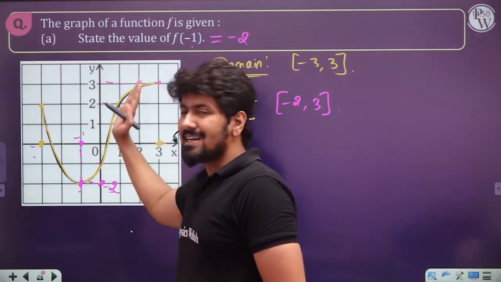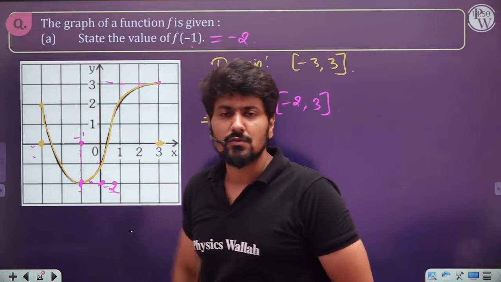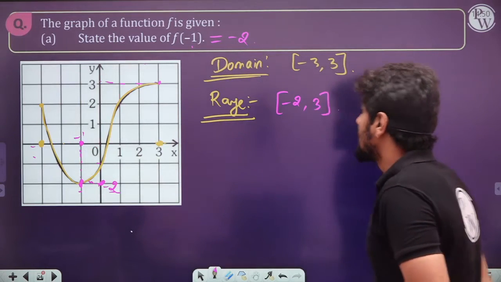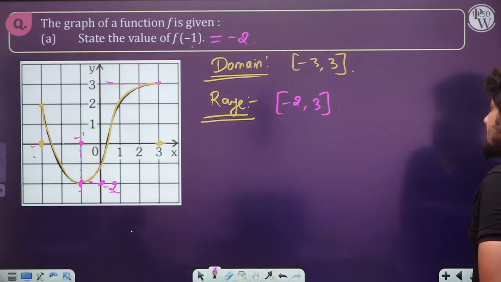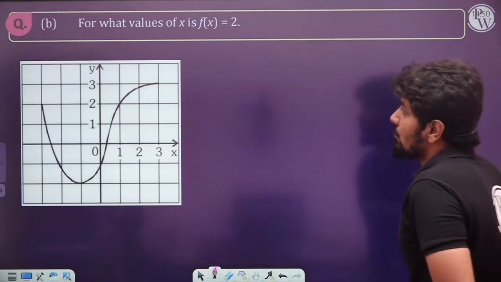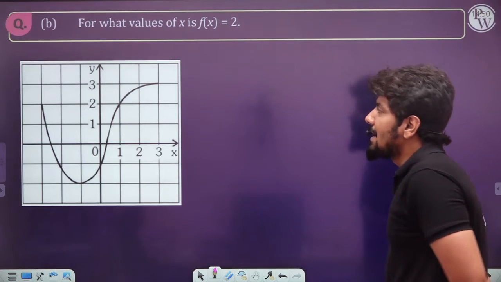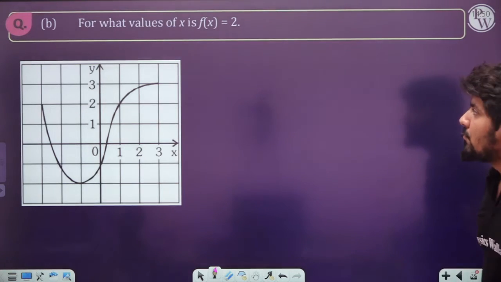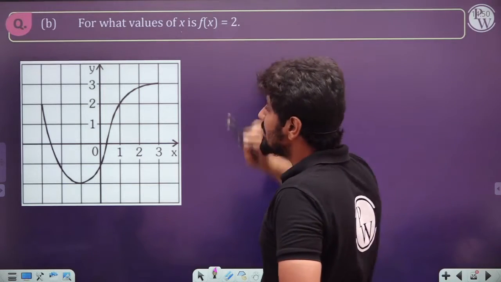Because it is passing the vertical line test as well. So of course this is a function. The value for f of -1 is -2. For what values of x is f of x equal to 2? For what inputs is the output 2?